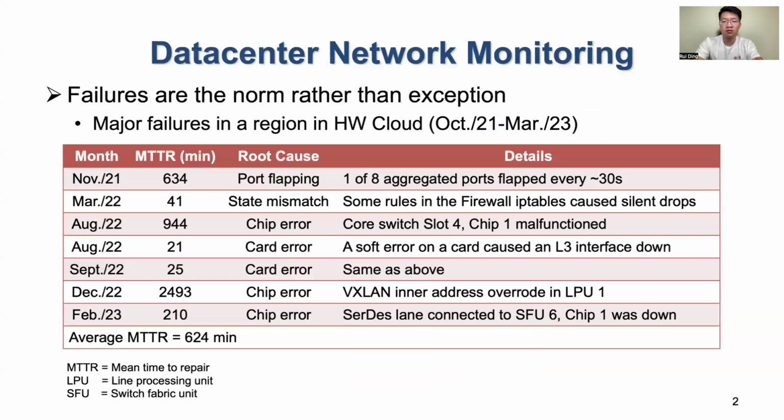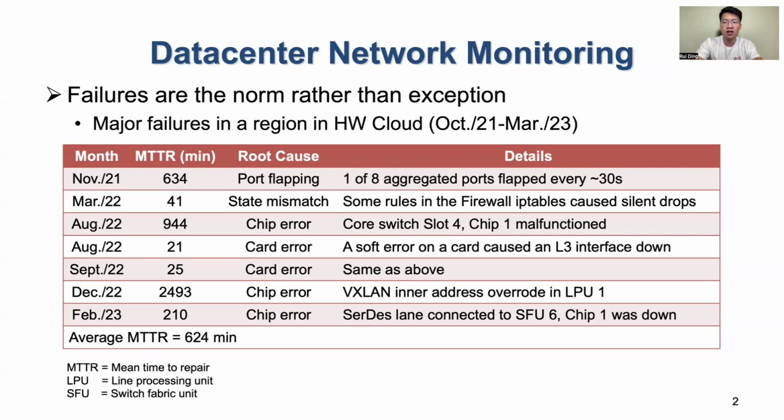Data center network monitoring is indispensable to providing reliable cloud services. Given modern scales of the data center infrastructure, failures are the norm rather than the exception. Here are some major failures in the region in Huawei Cloud in the past 18 months. They dragged down quality of service for tens of thousands of users.